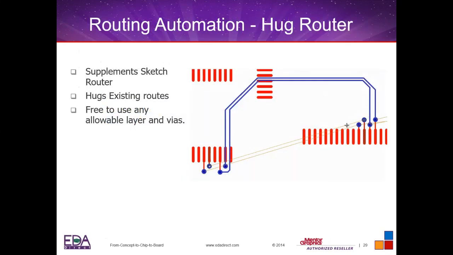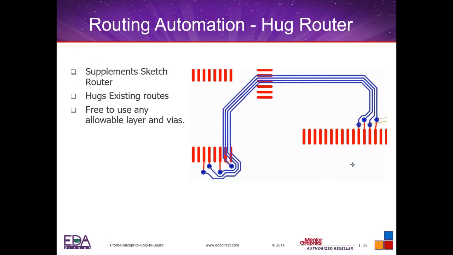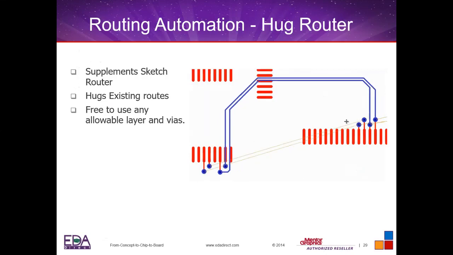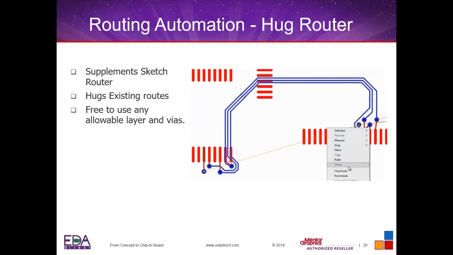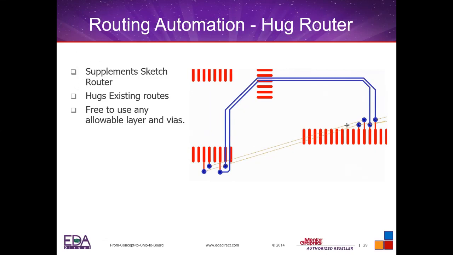You've also got the ability to do hug routing. This is something we didn't have in PADS, and I find it to be very powerful. So you've routed a trace, and then you want to be able to hug those traces with different routes. You've got a lot of power in this. You're free to use this on any kind of routing layers and with vias as well. Basically, you select the net that you want to route, and then select the net that you want it to hug to, and it'll automatically hug those traces for you. I think you'll find that very powerful when you're using flex circuit designs as well.